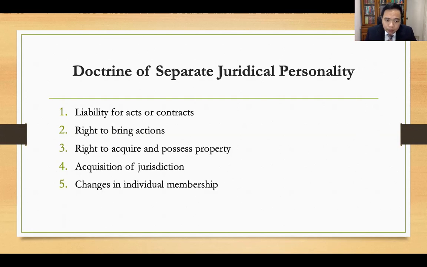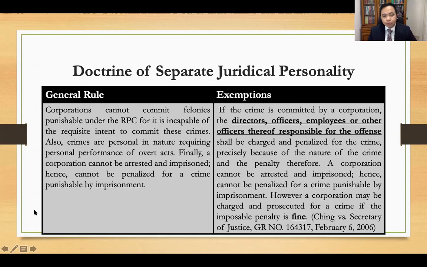Okay. Now, class, kahit magpalit ng membership or ng stockholders, pareho pa rin ang juridical personality ng corporation. Kahit mamatay ang isang stockholder, mananatiling buhay ang corporation. No, meron siyang right of succession on its own.